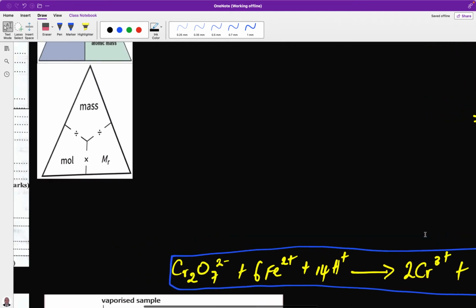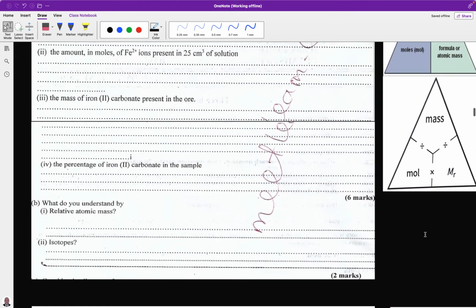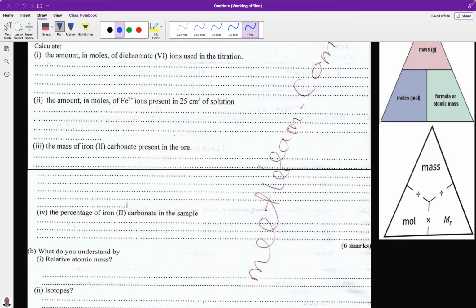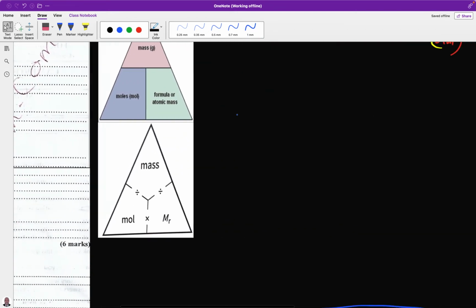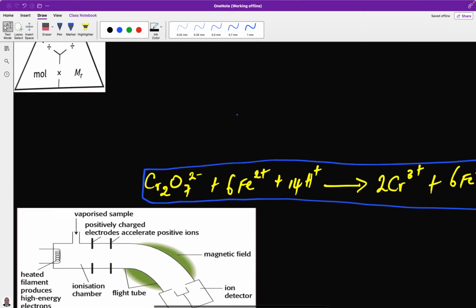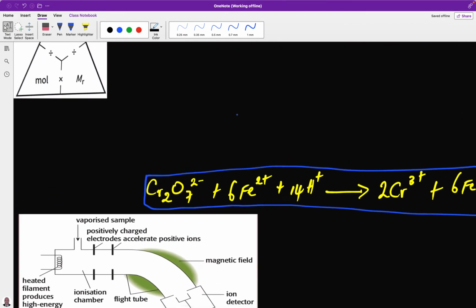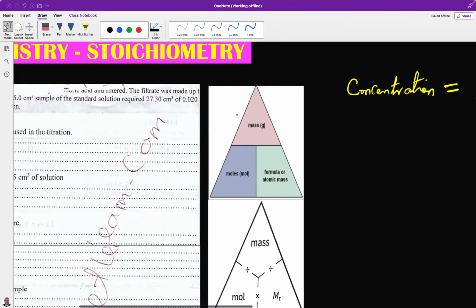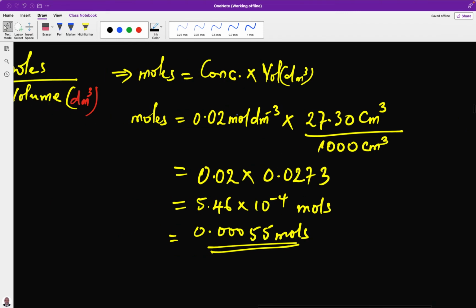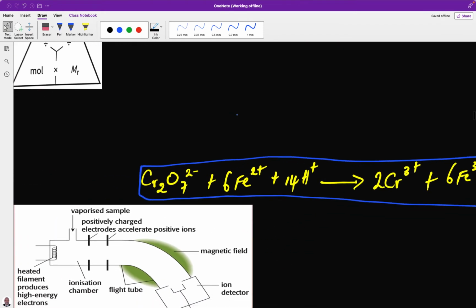We want to use this equation to calculate our value. We have the amount in moles of dichromate present in 25 cm cube of solution. Very good. So the moles of iron are very simple from the stoichiometric equation. The equation says 1 mole of dichromate reacts with 6 moles of iron 2, so we have a ratio of 1 to 6.